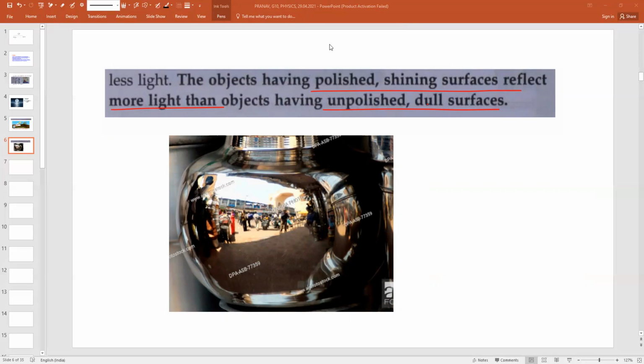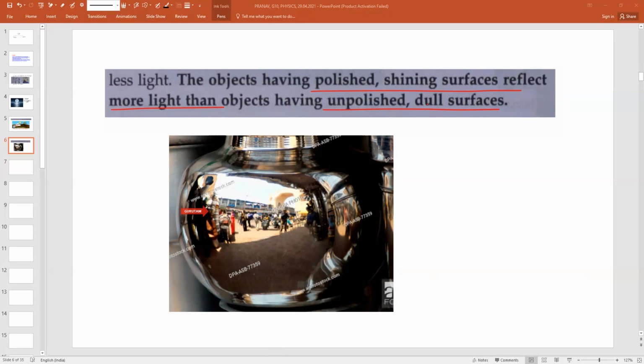Yes, you can see the images of the people. Many people are standing here, right? So this is the reflection coming. We can see the reflection of it. So we understood that for the reflection, we need what? We need a polished surface, right? If we have a polished surface, we can see the objects, we can see the reflection easily.